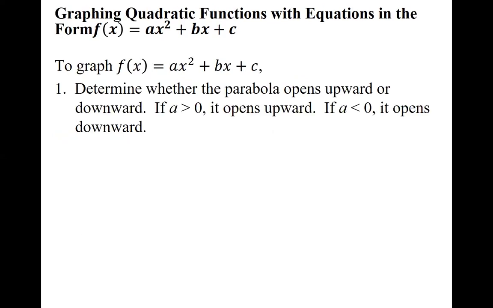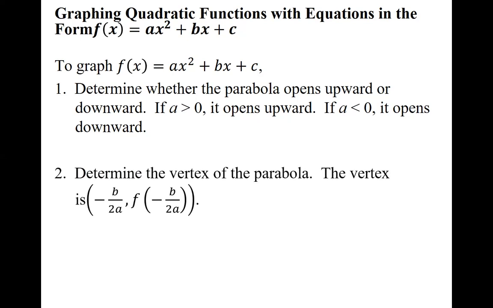We're unable to directly see the vertex in this form, but we still get the vertex from this form. So the only change in graphing is that we'd still determine if it opens up or down. The change comes when we find the vertex. Instead of just pulling out h, k, we have to solve for h. h is negative b over 2a. And then we have to plug that back into the function to find k.